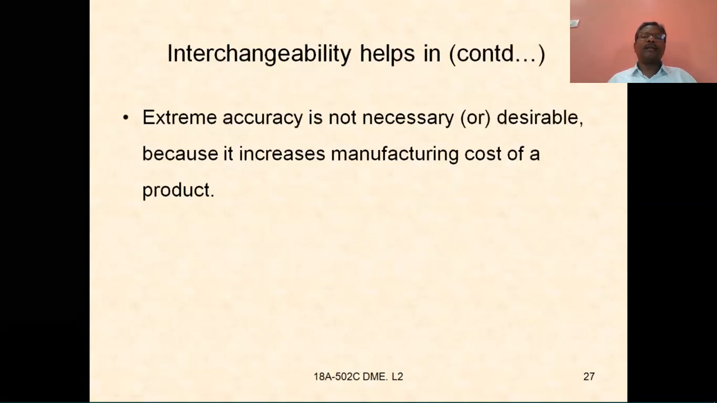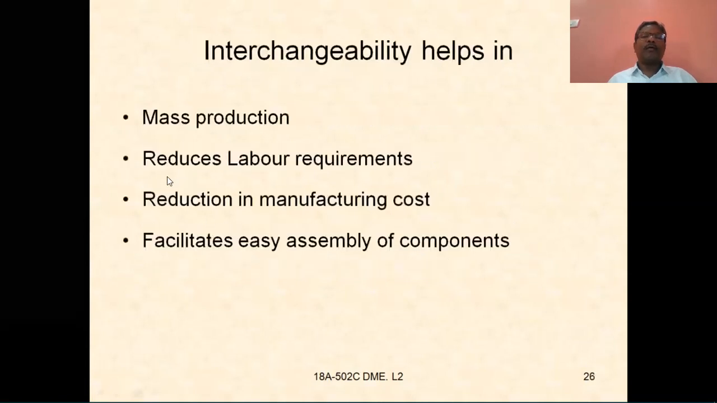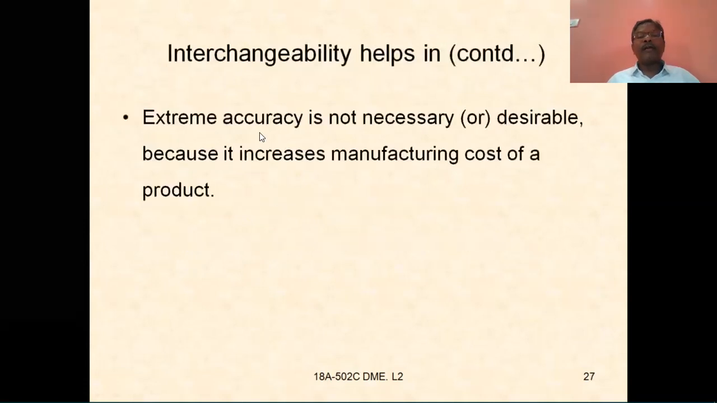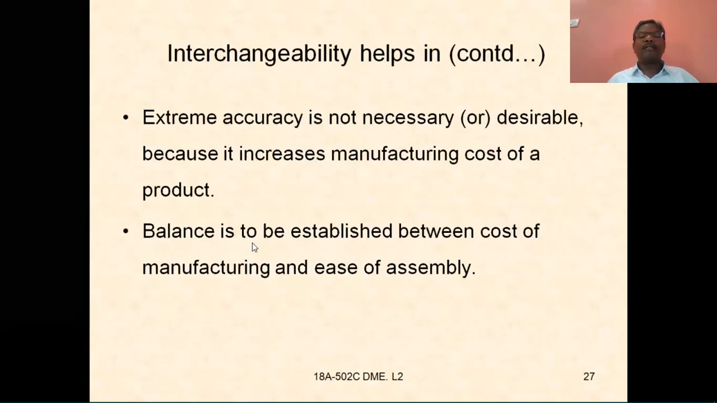Let us see once again, interchangeability helps in, number one, mass production; number two, reduces labor requirements; number three, reduction in manufacturing cost; number four, facilitates easy assembly of components. Extreme accuracy is not required or desirable because it increases manufacturing cost of the product, and the balance is to be established between the cost of manufacturing and ease of assembly.